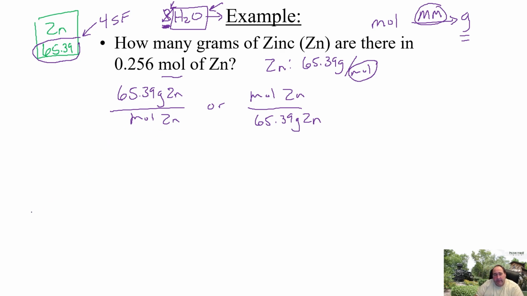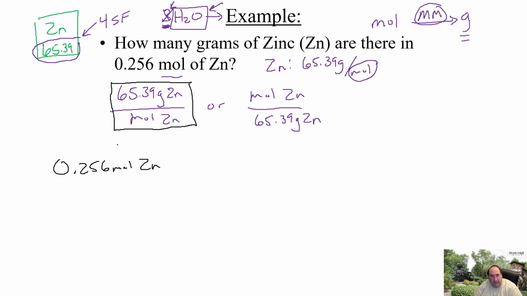So back to the problem here that we're working on. We have given to us here the moles. So that is where we're going to start, 0.256 moles of zinc. Once again, we know that this is on top, the moles, so we want to go opposites to cancel, and that's going to do it for us there. So we're going to put our 65.39 grams of zinc over a mole of zinc. Once again, the moles of zinc will cancel.